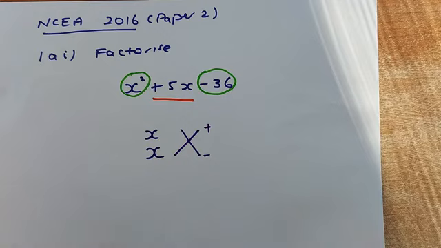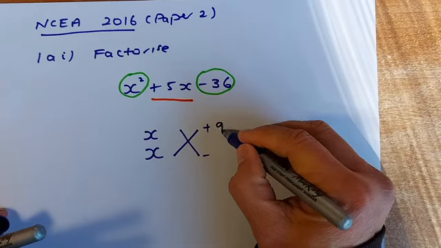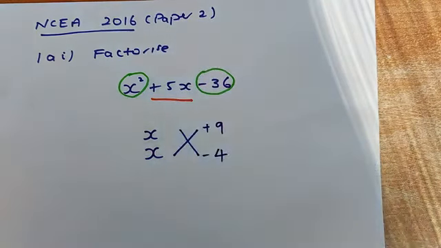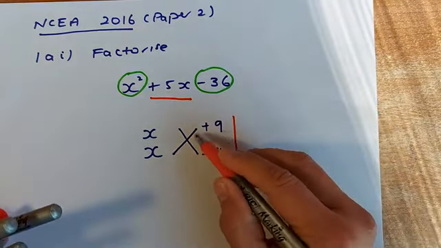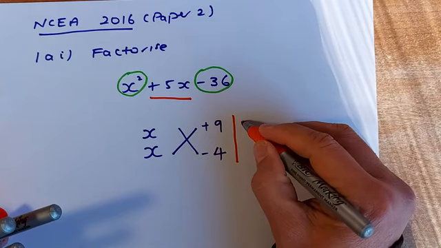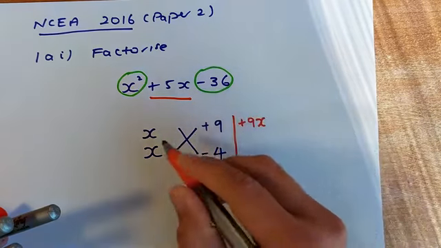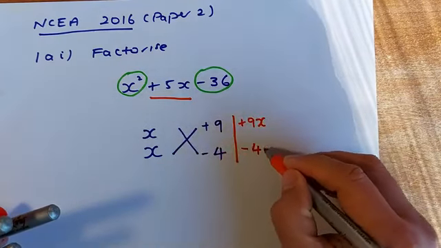Now it's a bit tricky. Your job is to find 2 numbers that multiply to give you 36. There are many: 2 and 18, 6 and 6, 4 and 9, and so forth. So we shall try 9 and 4. There are many possibilities, so you have to be careful. So we try 9 and 4. The next thing you do is cross multiply. x times 9 is plus 9x, and then x times -4 is -4x.